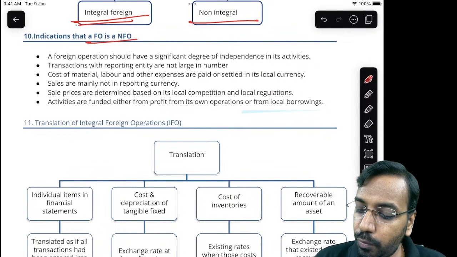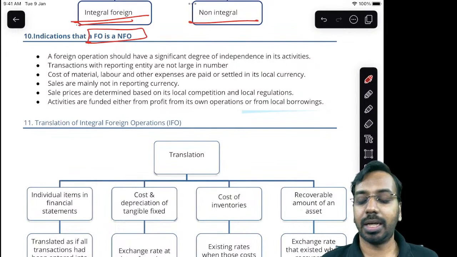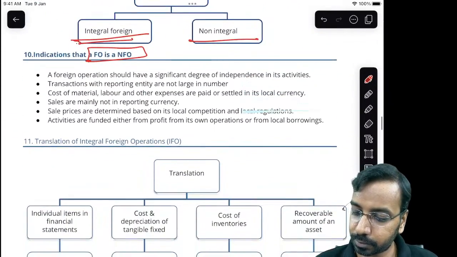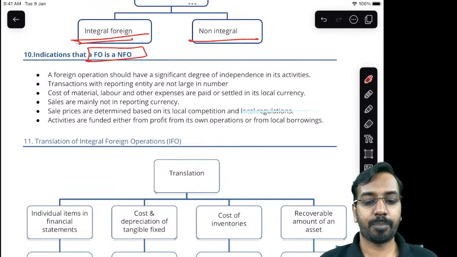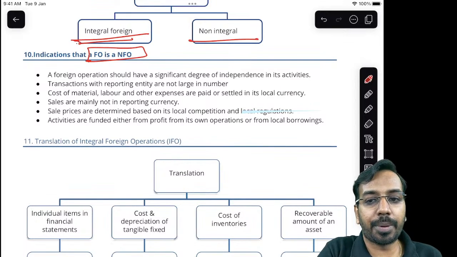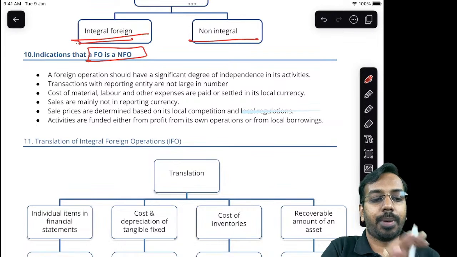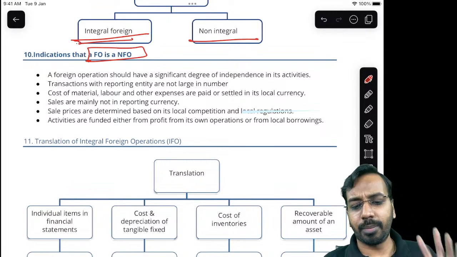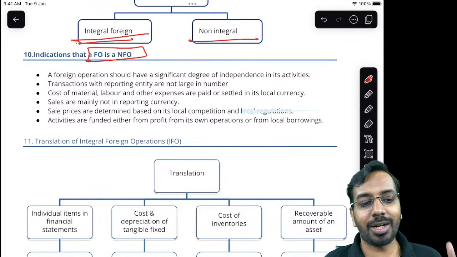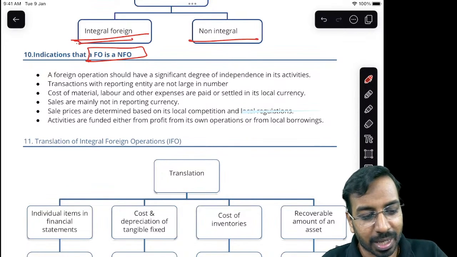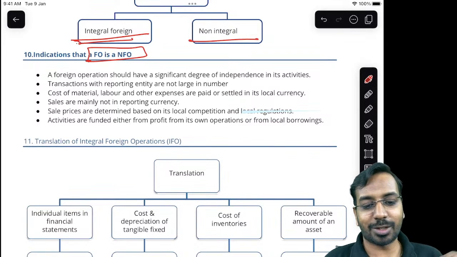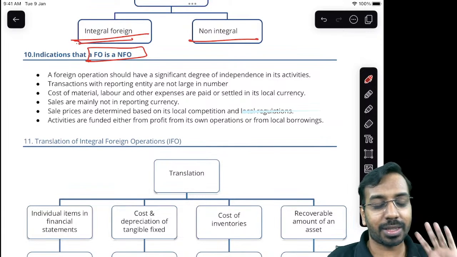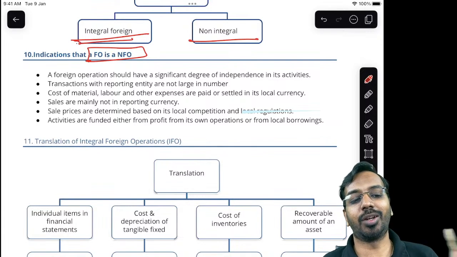Now, when do we say that a foreign operation is an integral foreign operation or a non-integral foreign operation? The best way to understand is how much the foreign operation is dependent on the parent or on the entity. For example, I have a branch. That branch is fully dependent on me, like a small kid. For everything, the branch has to come to me. For money requirement, the branch has to come to me. If they want to buy something, they have to take approval from me, or I will only supply them everything. Fully dependent, then it is called an integral foreign operation.